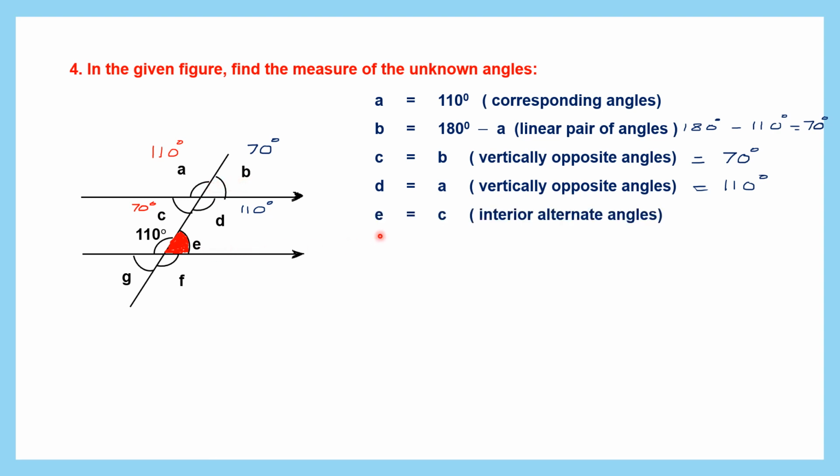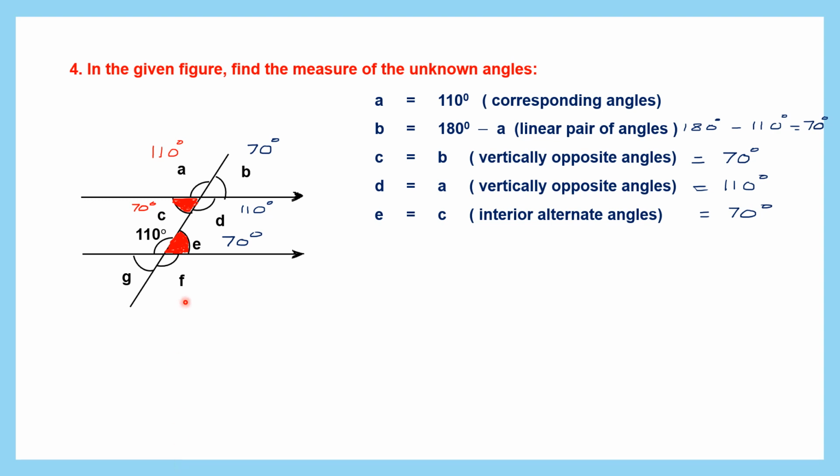So here we are saying angle E is equal to angle C. As you can see, because they are interior alternate angles, they are inside and they are alternate. So we have found angle C, angle E. Angle E is equal to angle C. And what is the value of C? C is 70. That means E is also 70 degrees. So we have found angle E to be 70 degrees.